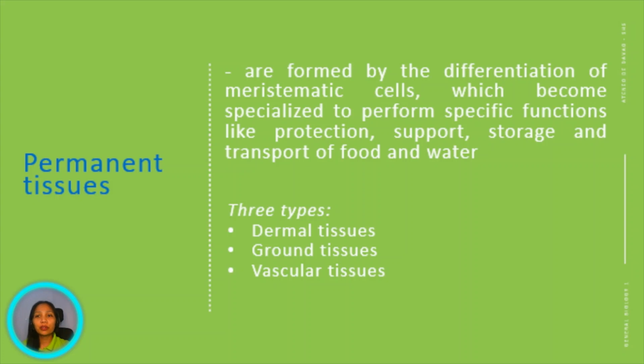Permanent tissues are formed by the differentiation of meristematic cells, which become specialized to perform specific functions, like protection, support, storage, and transport of food and water. The cells that make up a plant form three main tissue systems. We have the dermal tissues, the ground tissues, and the vascular tissues. These cells carry out all of the plant's functions.